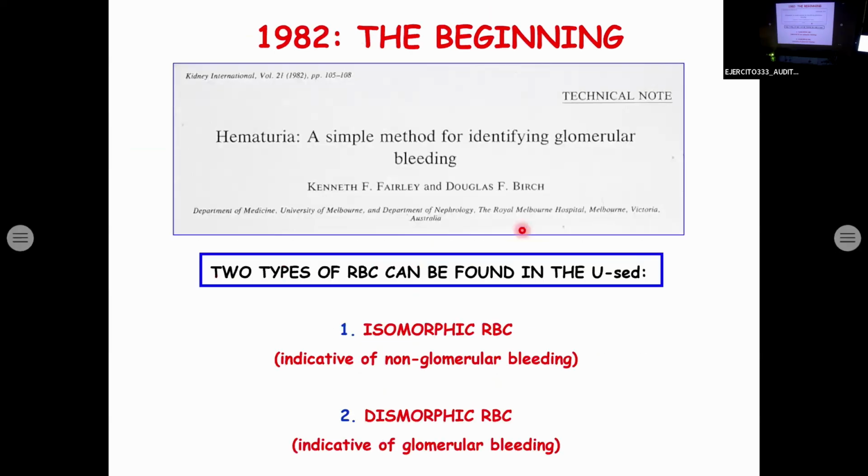So the history of isomorphic and dysmorphic red blood cells starts in 1982.